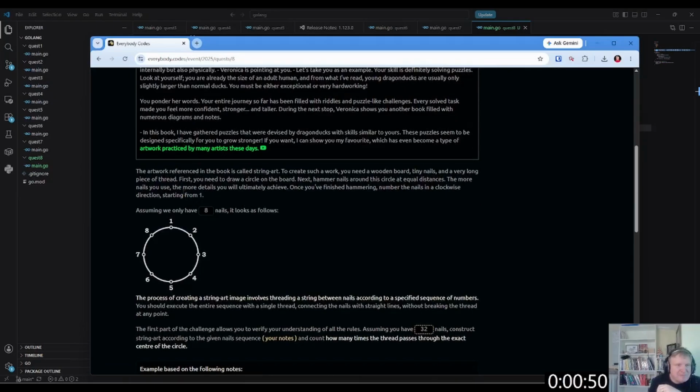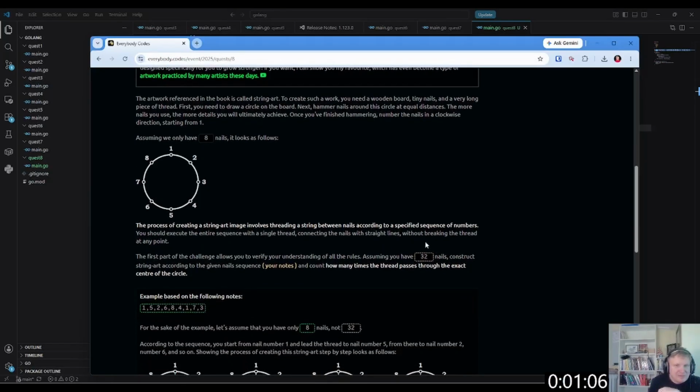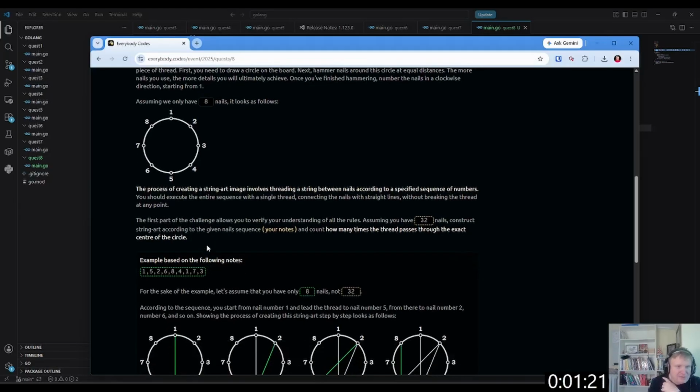Okay, the artwork referred to is string art. To create such a wooden board, tiny nails and a very long piece of thread are used, following specific sequences. Assuming we only have 8 nails, it looks like this. First, assuming you have 32 nails, construct string art according to the given nails sequence, and count how many times the thread passes through the exact center of the circle.